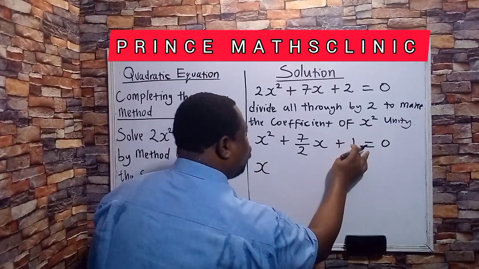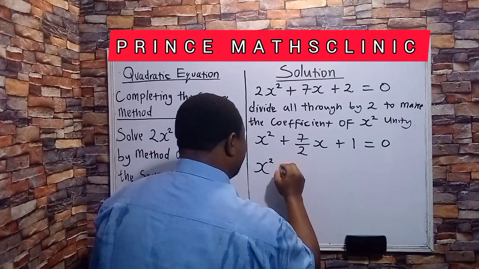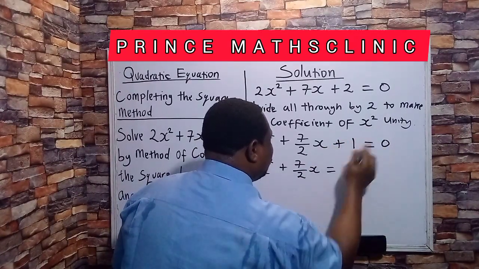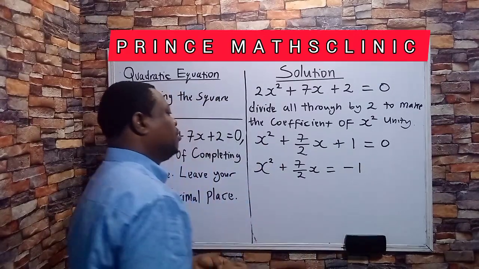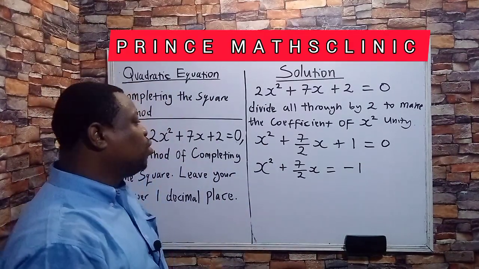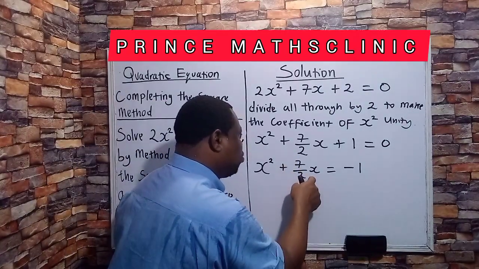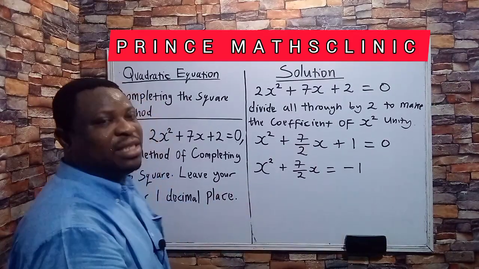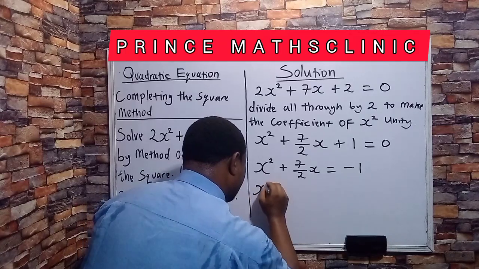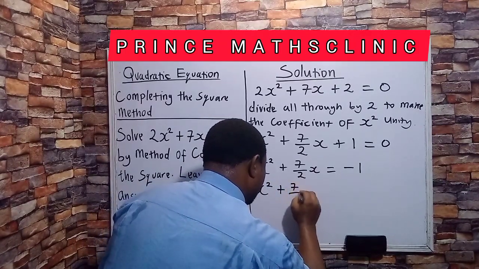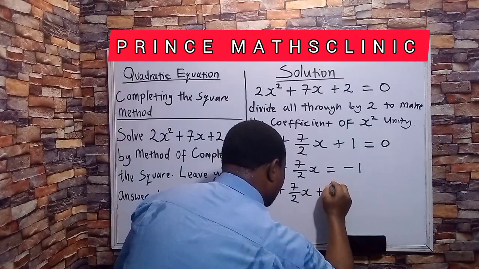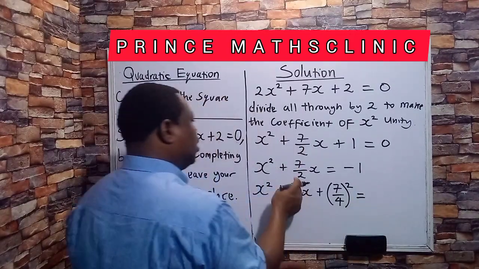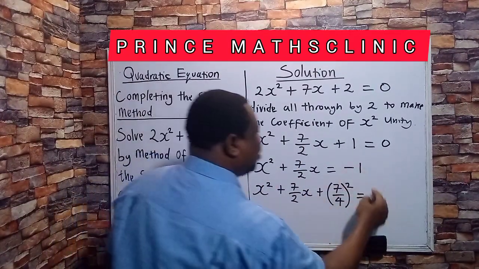You are going to move this 1, positive 1, to this part. So this becomes x squared plus 7 over 2x equal to, when positive crosses the equal to sign, it changes to negative 1. So at this stage now, I am going to multiply 7 over 2 by half and square that result and add it to both the left and the right hand side. Right? So that's squared. Then whatever you add to the left, you must add to the right as well.